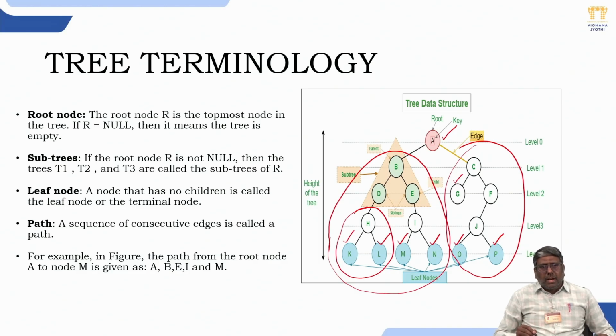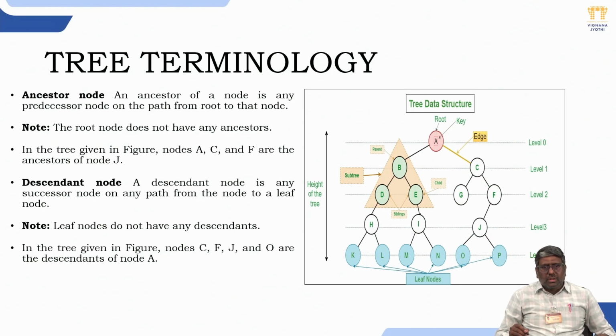Path. A sequence of consecutive edges is called a path. So there is a path from A to K, that is from A to B, B to D, D to H and H to K. Again there is a path from A to P: A to C, C to F, F to J, and J to P. This is called a path.